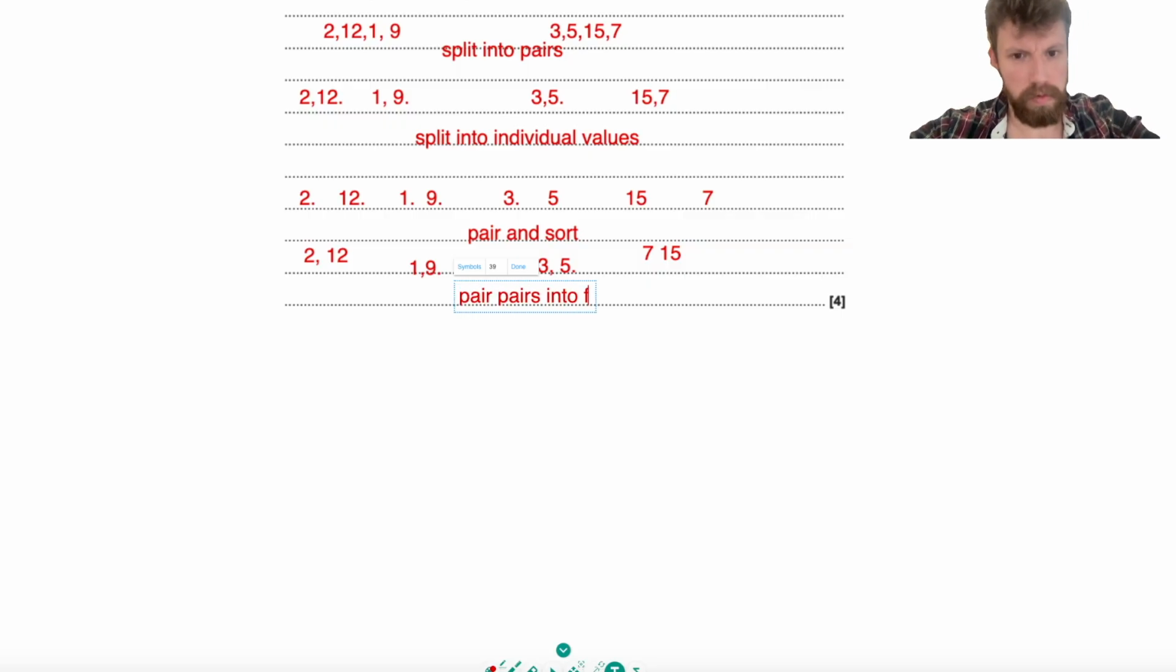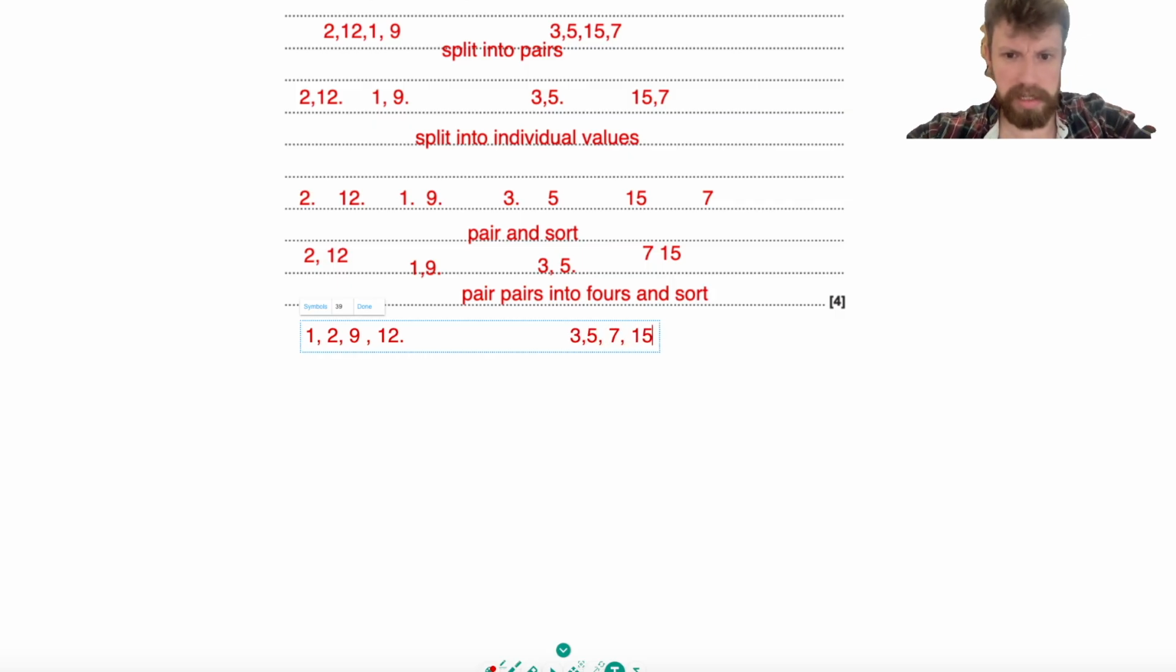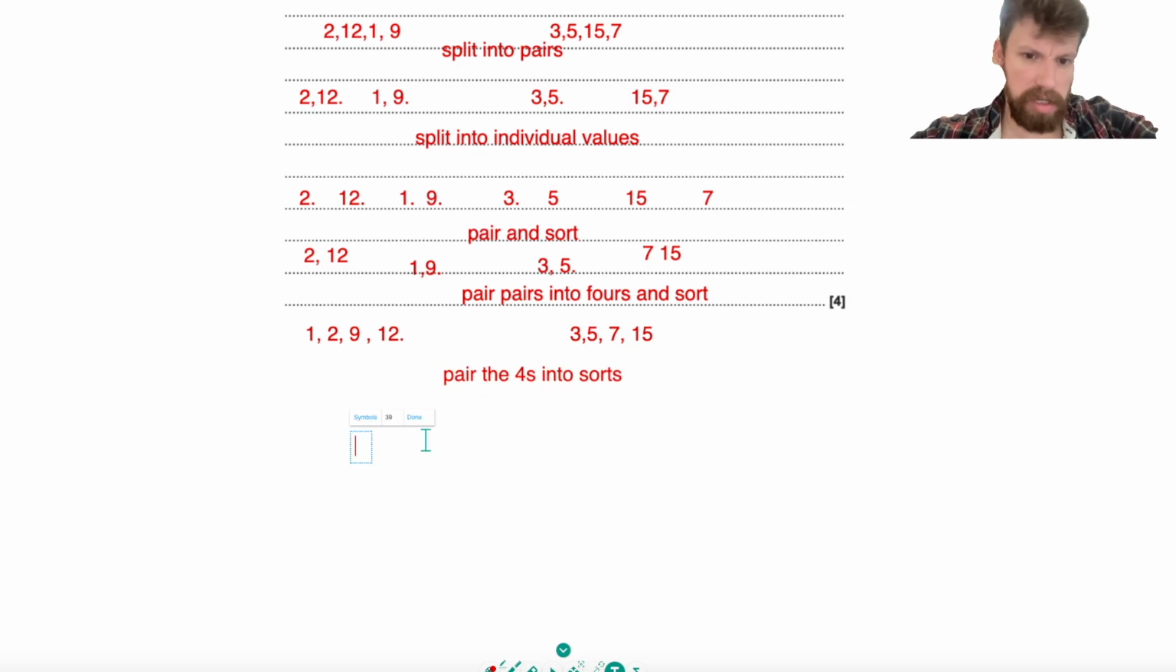Pairs into fours. Sort, so then that's going to give you 1, 2, 9, 12, and then over here what you've got is 3, 5, 7 and 15, which is kind of the same order, and then you just pair the fours up into 8s. Pair the 4s into 8s, which is now sorted. So then essentially it's just going to be a sorted list.